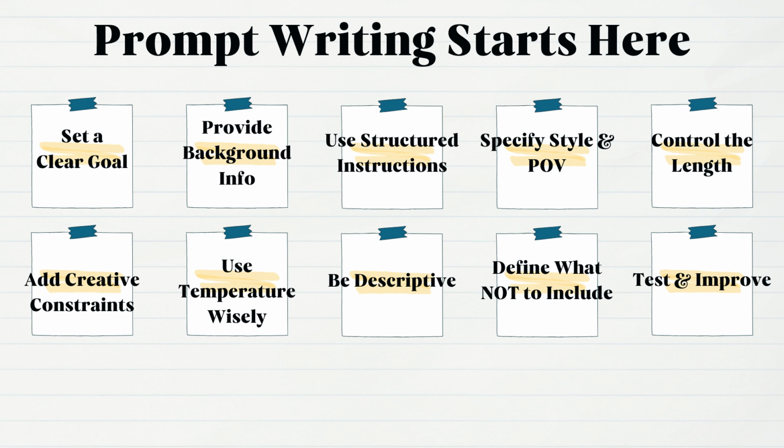Number 9. Clearly define what not to do. So don't assume the model knows what to avoid. You have to tell it. For example, you have to tell him don't repeat the title, or no chapter headings, no breaks. The last one is to test and refine. So you have to keep adjusting based on the output quality. If it's too chaotic, you can lower the temperature or simplify the instructions.